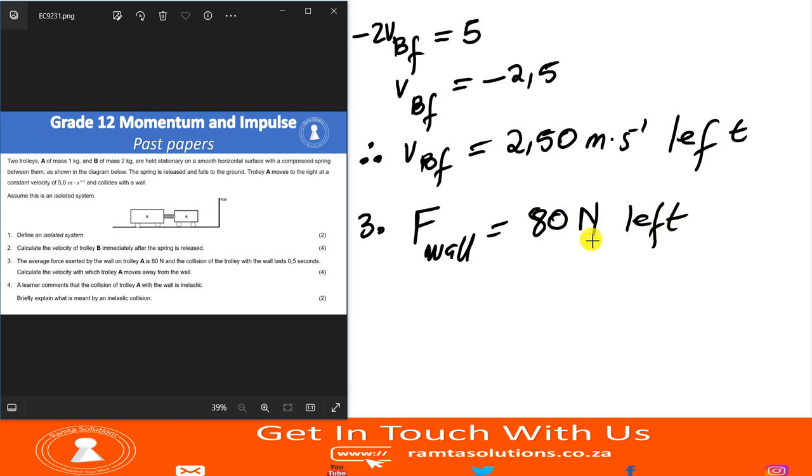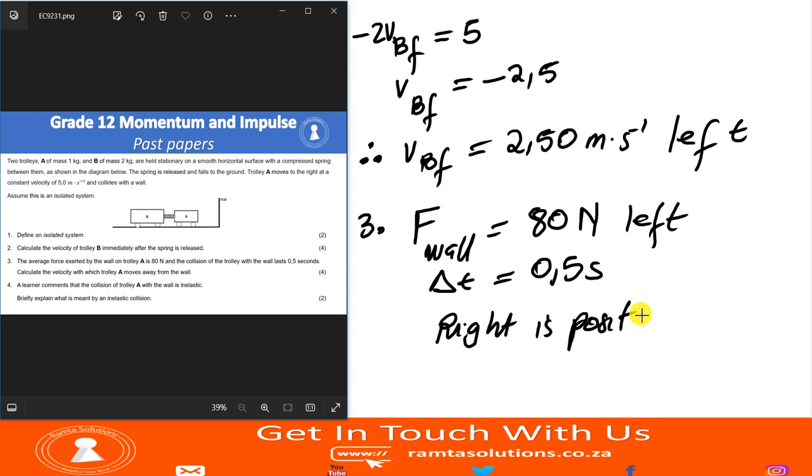Okay, perfect. And the collision of the trolley with the wall lasts 0.5 seconds. So the delta T is 0.5 seconds. Calculate the velocity with which the trolley A moves away from the wall. Okay, so note something. We said going to the right is positive, right? Going to the right is positive.